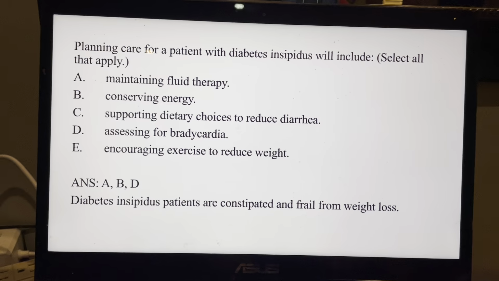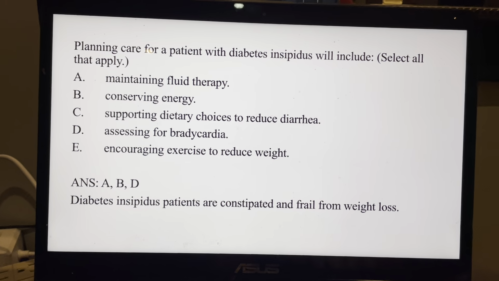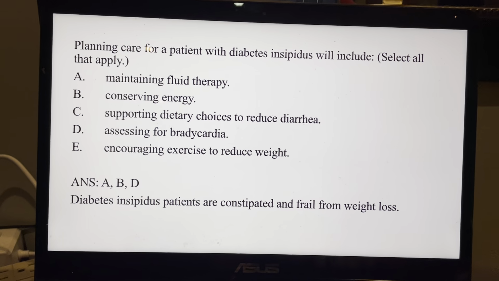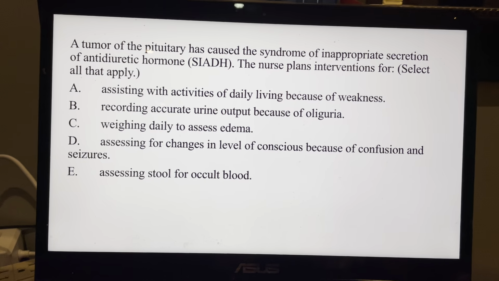Maintaining fluid therapy, conserving energy, and assessing them for bradycardia because they need a SIP. Diabetes insipidus needs a SIP. They're constipated, not diarrhea, and frail from weight loss. God love them. A tumor of the pituitary has caused SIADH.